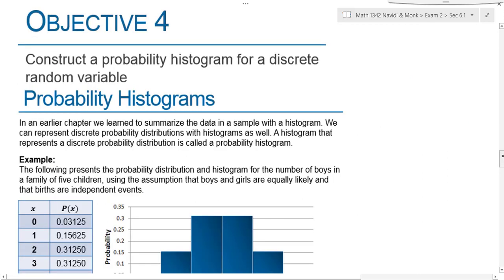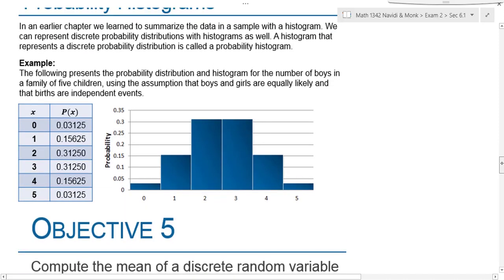Objective 4 is to construct a probability histogram for a discrete random variable. I don't remember, but I'm pretty sure I did not ask you to do this on the homework, but it's important that you know how to read them, and we've already discussed histograms earlier in the semester. We learned that we could use histograms to summarize data in a sample. So for our discrete data, we would put our numbers down here along the horizontal axis. The height of the bars would be the probability.